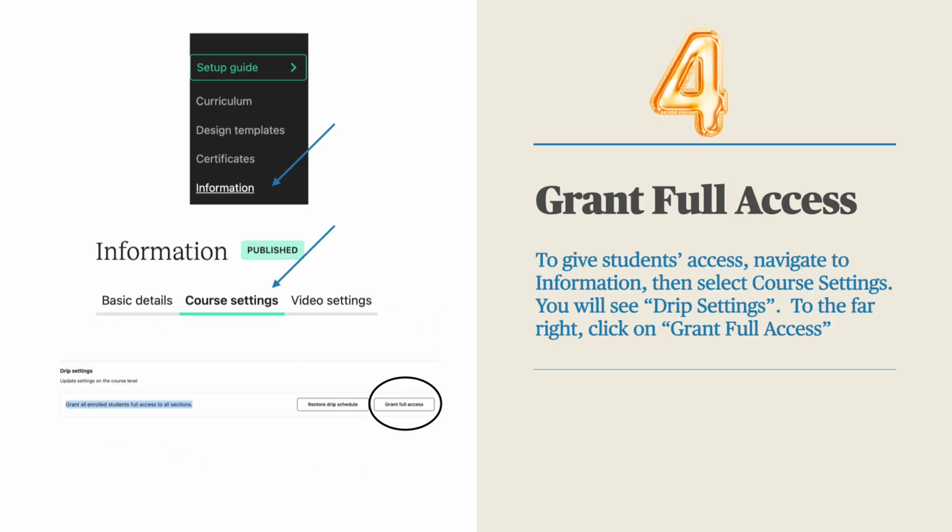If your course still isn't published, it's possible that you haven't given your students full access yet. From the menu, you want to select the information link. That will bring you to a page that shows course settings. You'll select that, and then you'll go down to the bottom under drip settings. To the far right, there will be a button that says grant full access. You want to click this, and then the course will be set.